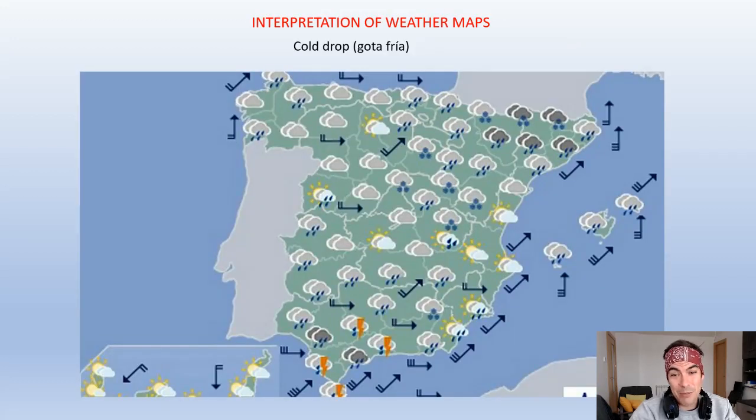Yes, this is an example of a cold drop. This is the weather map that you usually watch on the news after the sports news. And here you can see that in most of the Spanish territory it is raining and there is a lot of wind blowing towards the north. Okay? And if you remember, this is called a cold drop, la gota fría, or DANA, which, if I remember correctly, we had a big one last year, in 2019, which caused a lot of disaster in many areas of the eastern coast of Spain.